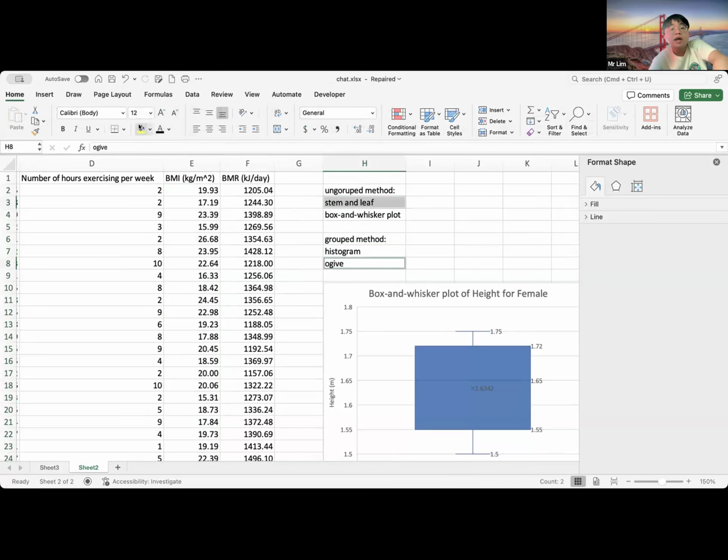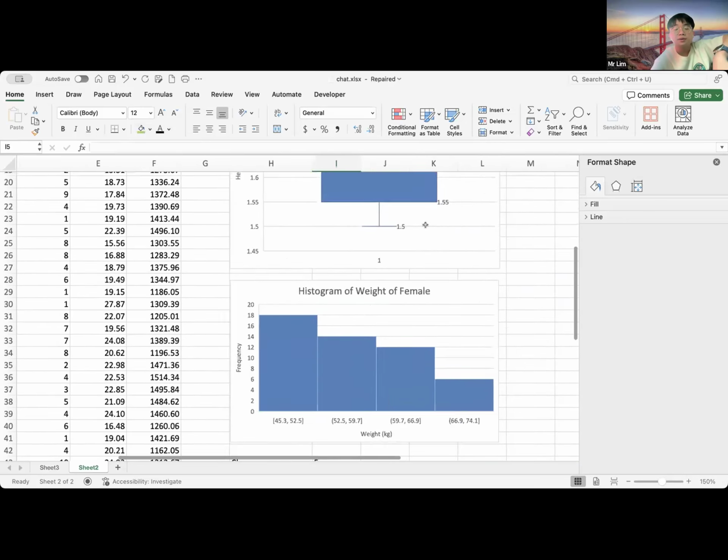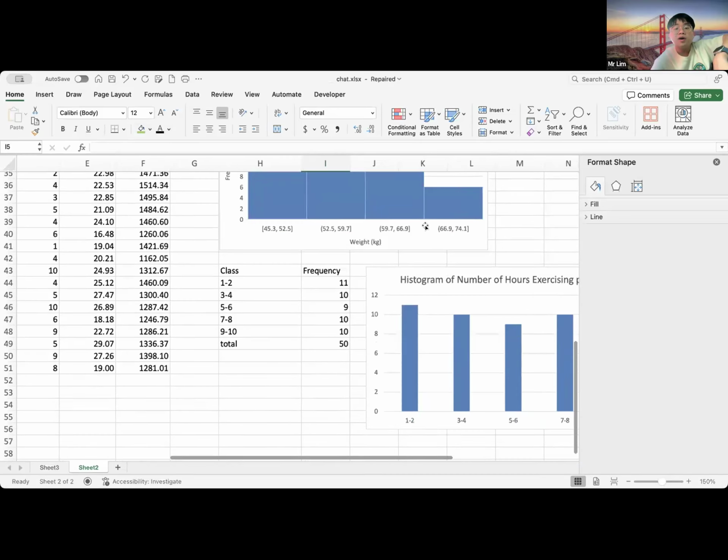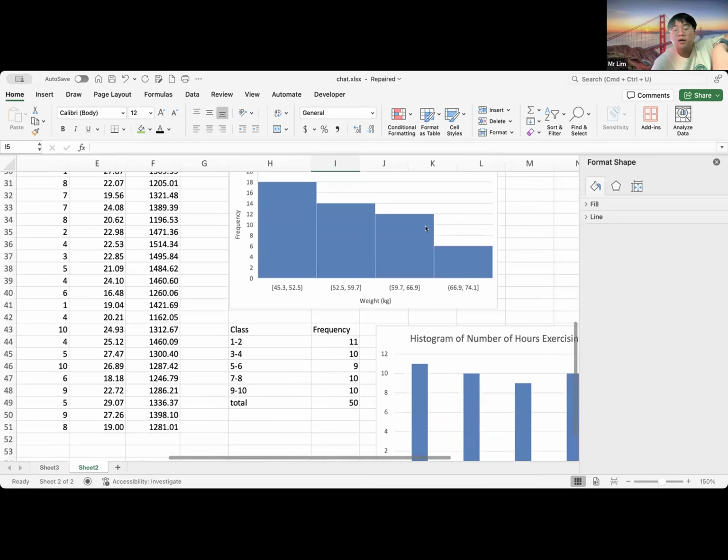Ogives we have already shown just now. So for now we have already shown this and this, which two are quite okay to present your data. If you find another way, it's okay. Find out any other chart you want to try, just go ahead.